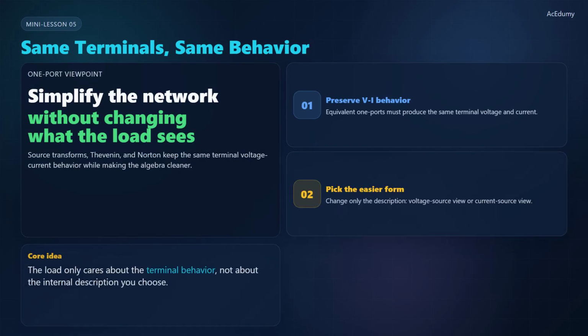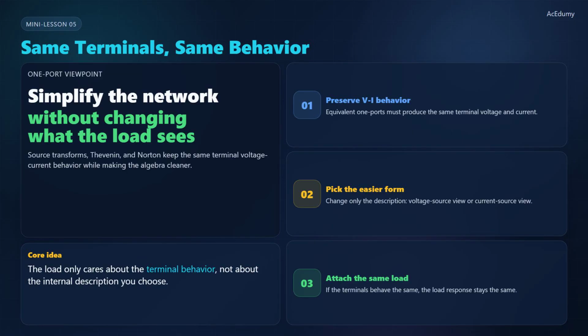Once we move into the impedance domain, some circuits can still look crowded. Source transforms, Thevenin, and Norton give us a cleaner one-port viewpoint. The goal is not to change the physics. The goal is to preserve the same terminal behavior while using a simpler equivalent form.